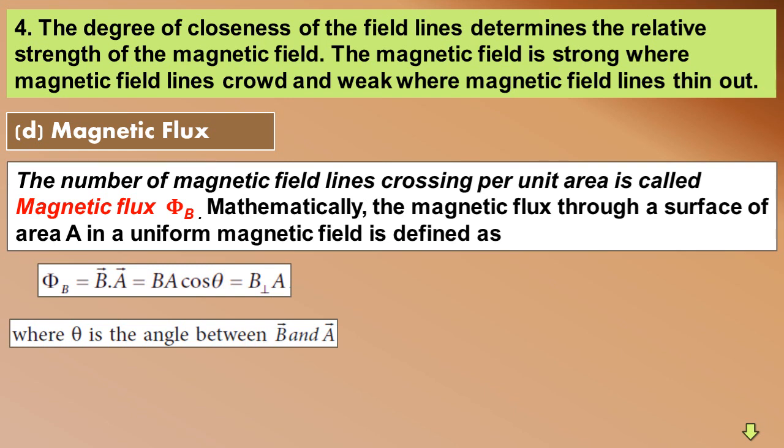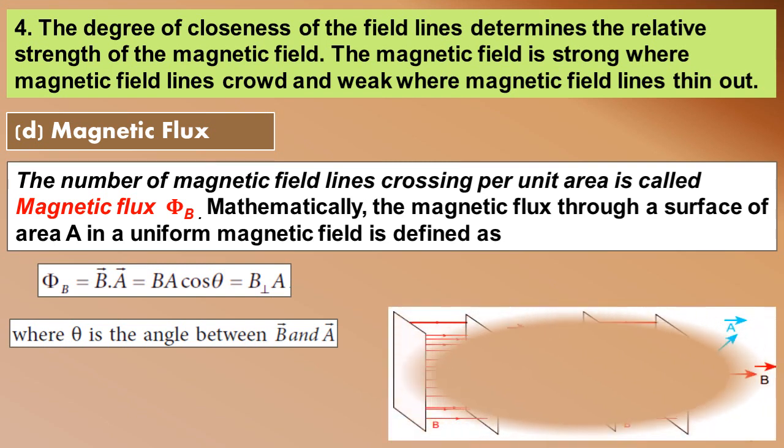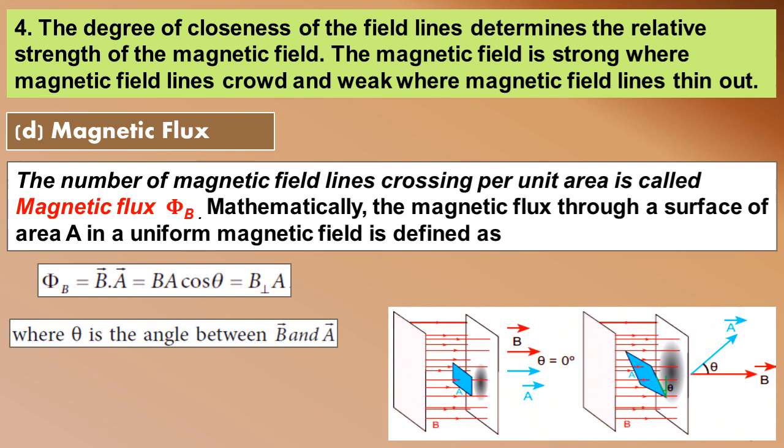Mathematically, the magnetic flux through a surface area A in a uniform magnetic field is defined as phi B is equal to B vector dot A vector, which is equal to BA cos theta. Here theta is the angle between the B vector and the A vector. You can see the picture. Using that, you can see the angle here with the area of cross section.